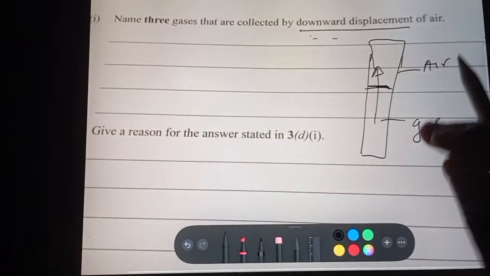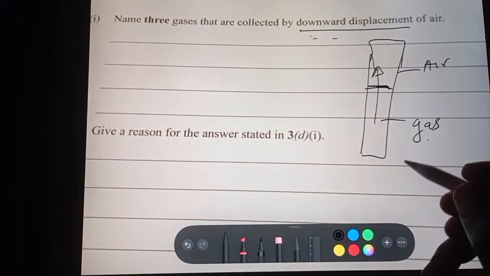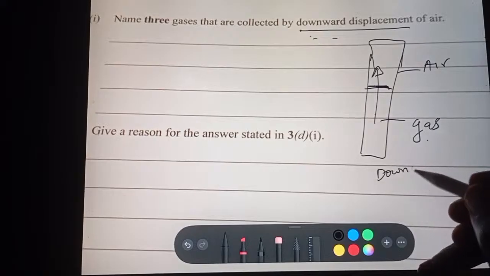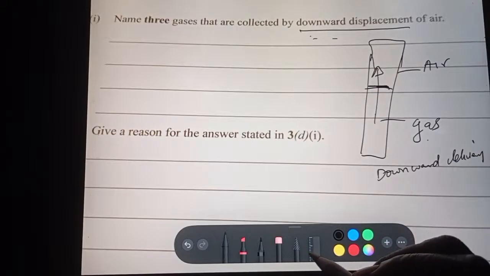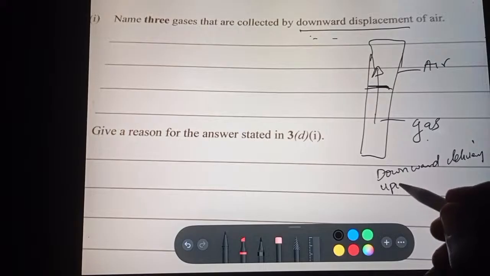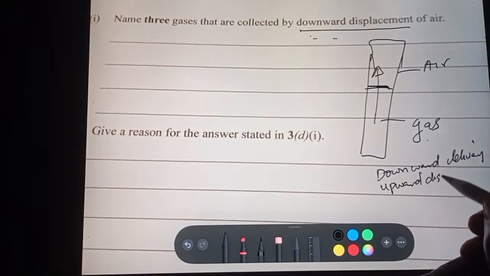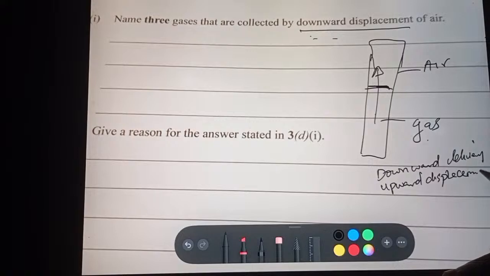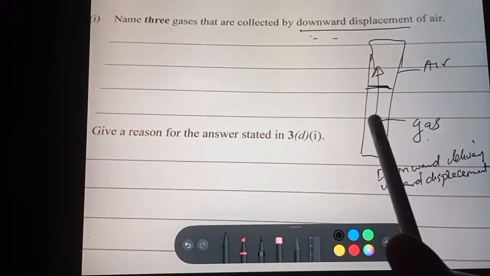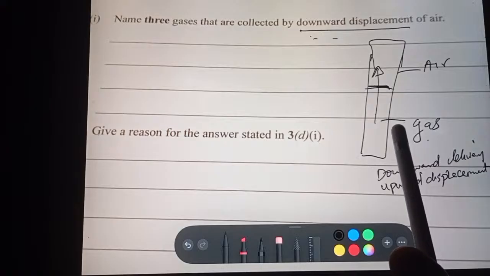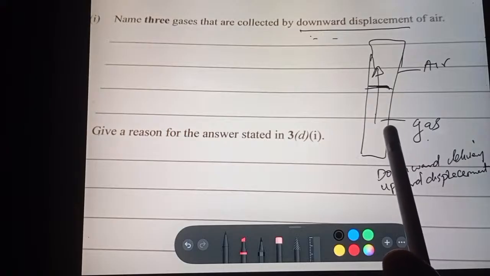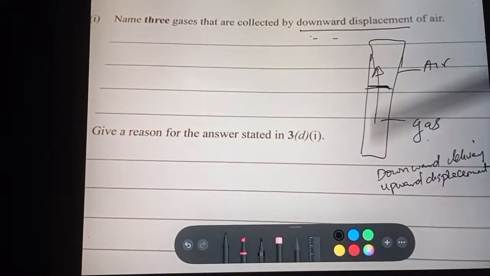This drawing you are seeing now on the screen is the same thing as downward delivery, and at the same time upward displacement of air. Whenever you say displacement, mention air. Whenever you say delivery, say gas. Now this shows that the air is lighter than this gas. So this method is for gases that are heavier than air. They go down and carry air on top of them.